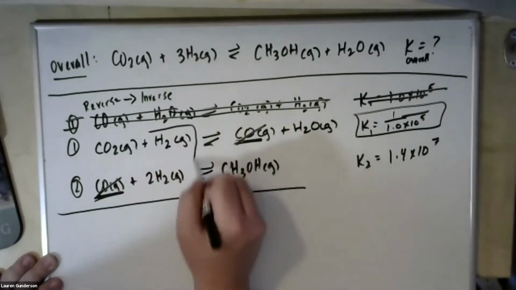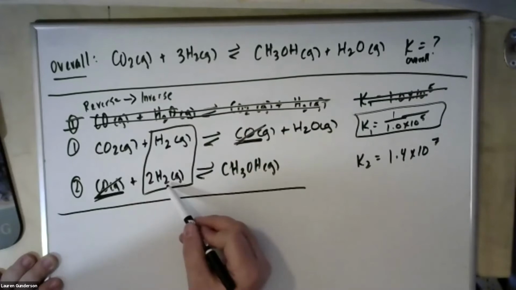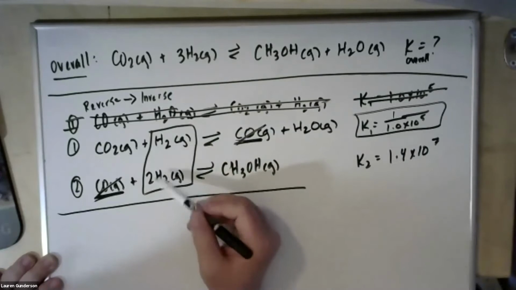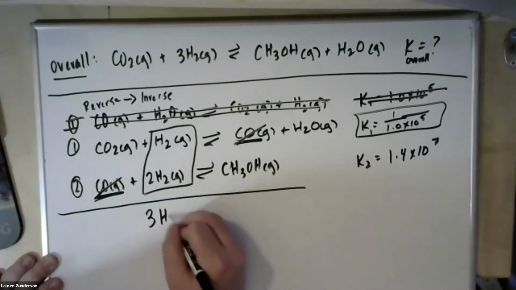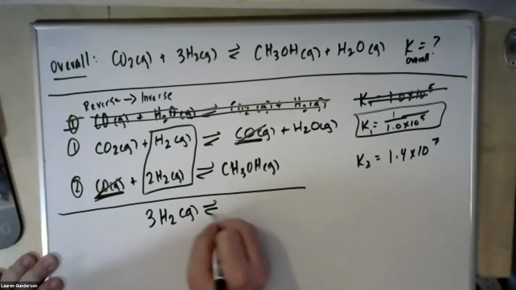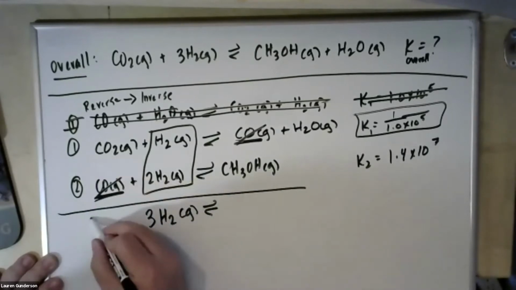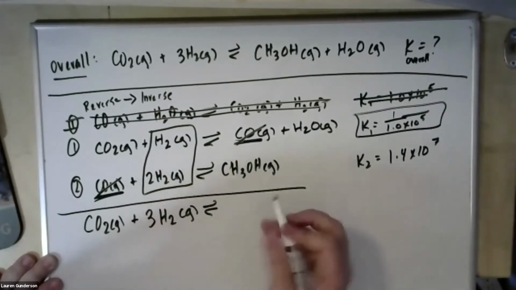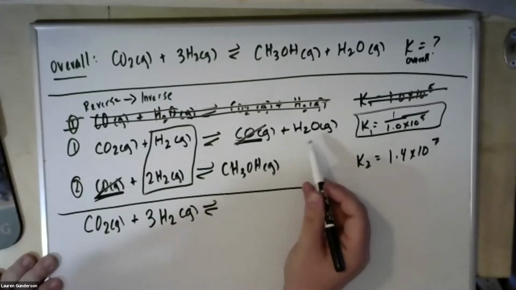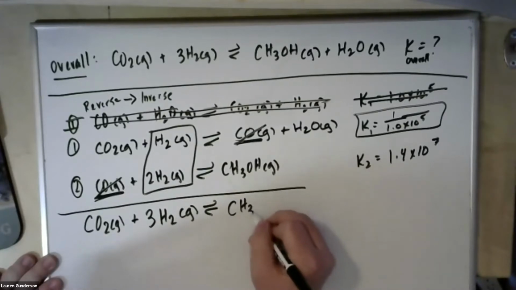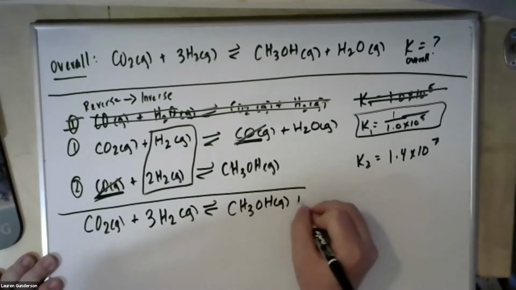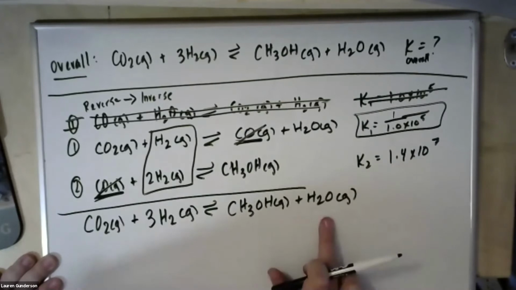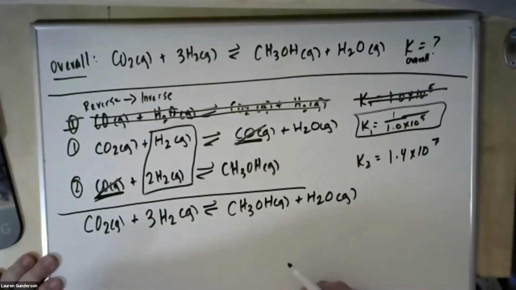I see that I have two H2s in my second reaction and one H2 in my first reaction. They're both on the reactant side, so I'm going to sum them together. I have one CO2 over here, so I'll bring that down. And then what's left on my product side is the CH3OH and the H2O. Everything in this reaction matches the overall reaction I was looking for.